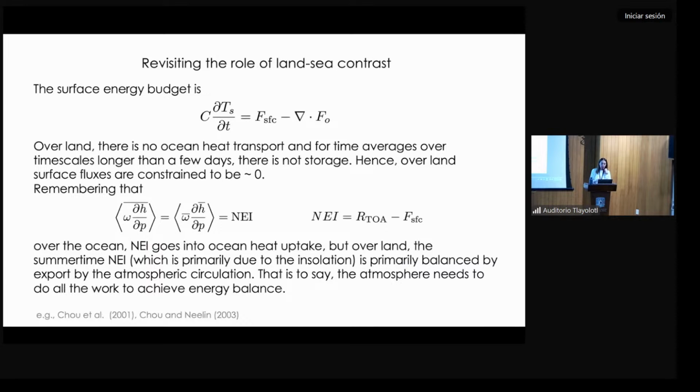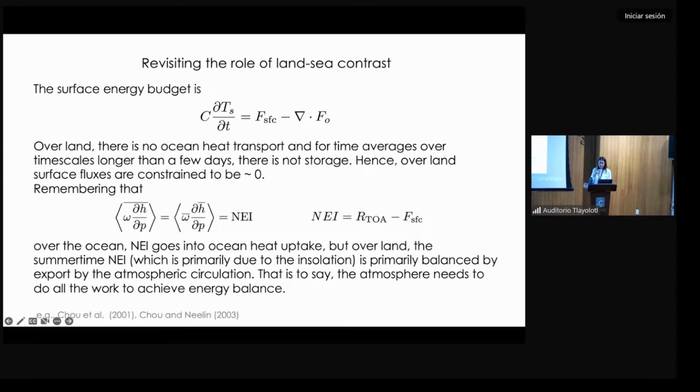And so if we now go back to our moist static energy budget again, in the deep tropics, where we are assuming that the gradients are not important, we wrote this statement that energy balance requires that the vertical advection of moist static energy be balanced by the net energy input.